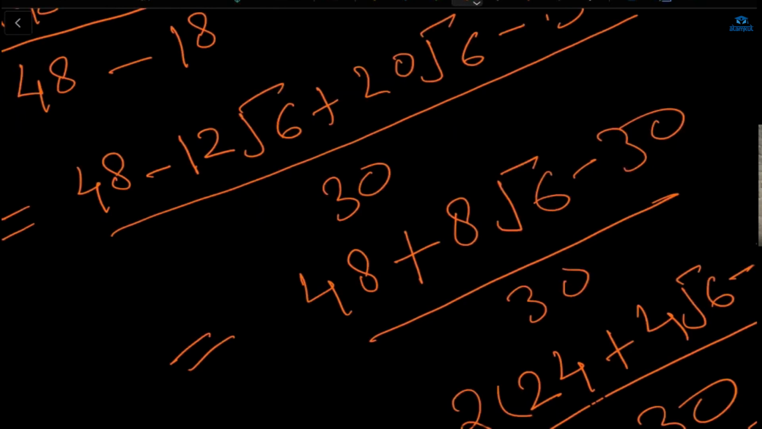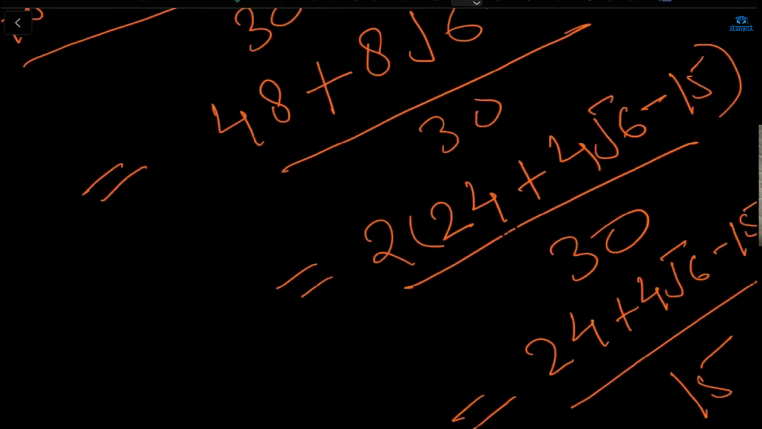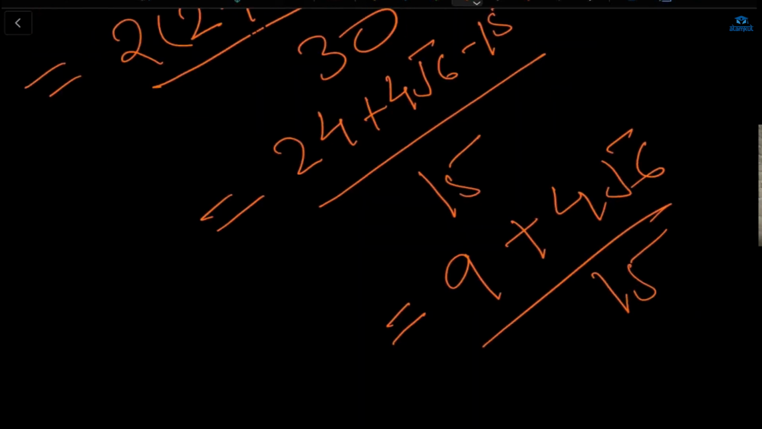Now from here, for more simplification, you can just take a common value. Since 2 can be the common value, I have taken out 2 and simplified it a little more and got the answer 9 plus 4 root 6 by 15, because your answer should be in the simplest form. Okay, everyone? Zikra?